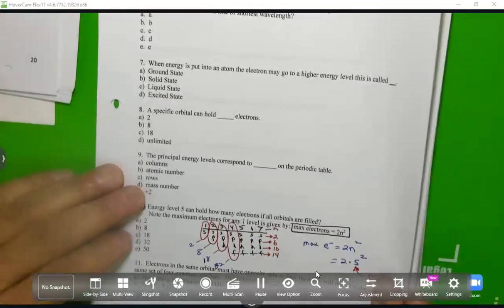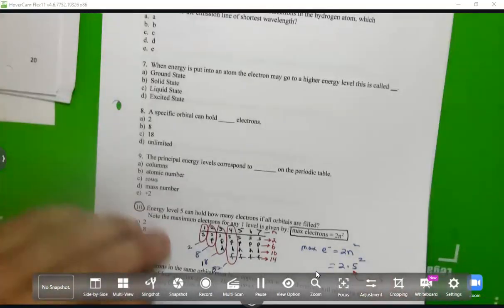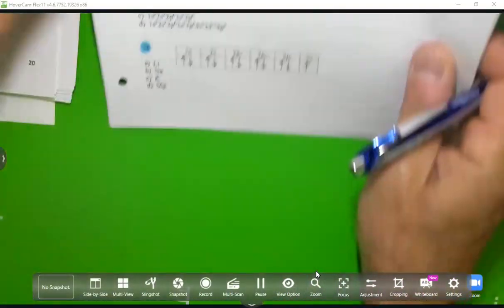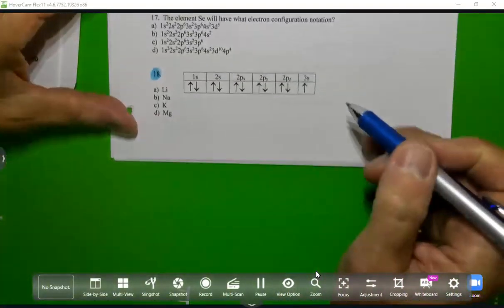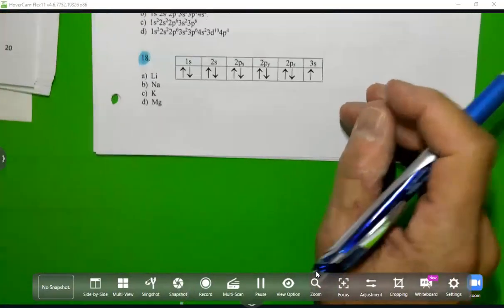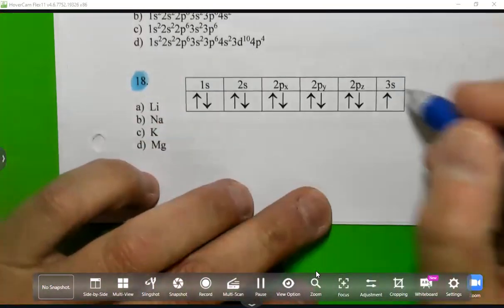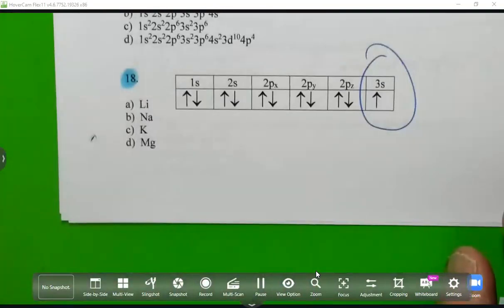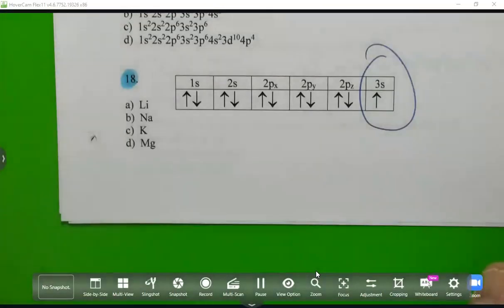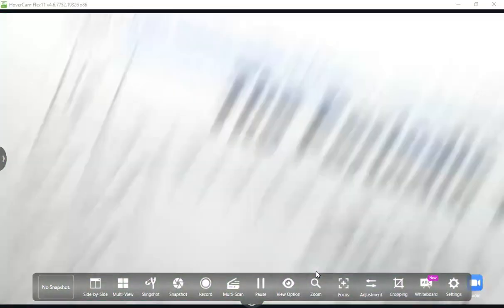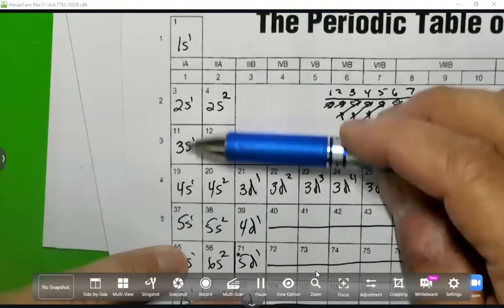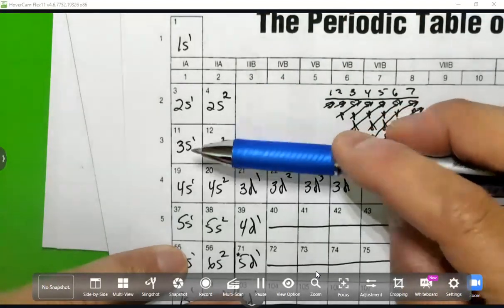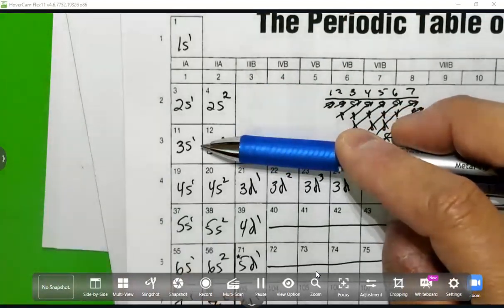Okay, for quiz questions, first we got 18 here. This ends in 3s1. You can do any table, your blank table would work. This is 1s1, 2s1, 3s1. All I did was look at the ending for 3s1.